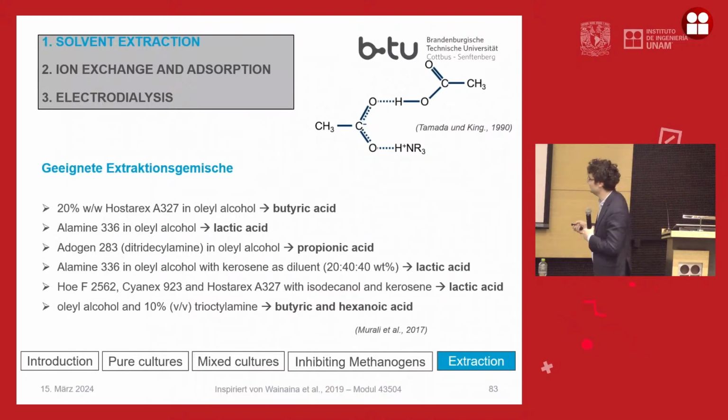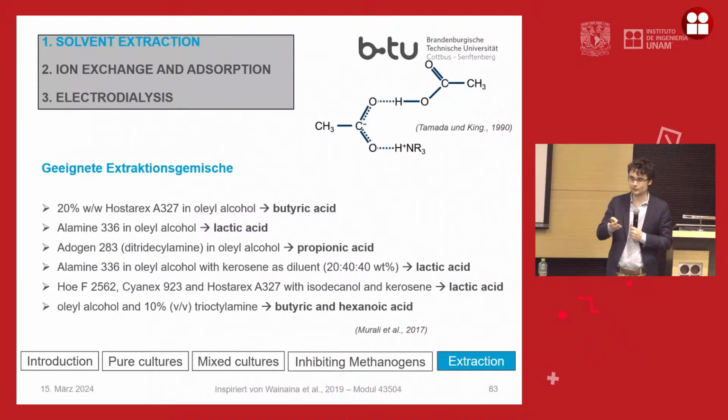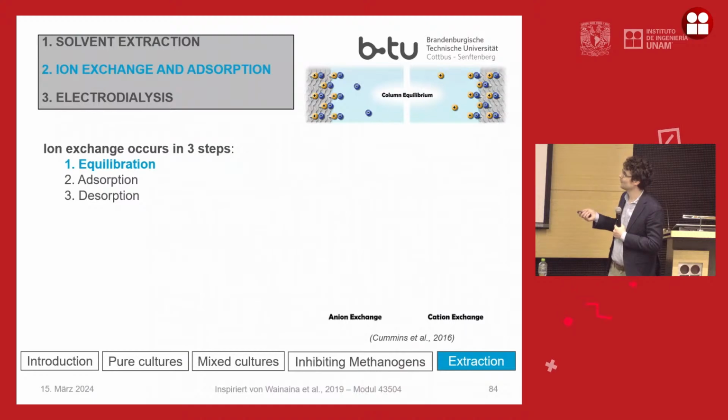And in this work from Murali et al., they are just giving some examples of what has been used. So here you always have a combination of some oily substance like this oleoyl alcohol, for example. And then you have one aminic compound like this Alamine 336 or Adogen 283. And they all look kind of similar to this substance. So the idea is always that our organic acids are binding to this polar group, and then this whole complex is dissolving in our oily phase, which is swimming on top of our fermentation liquid.